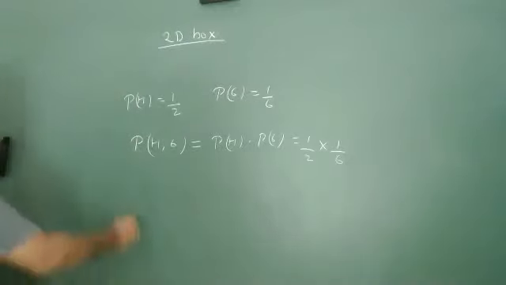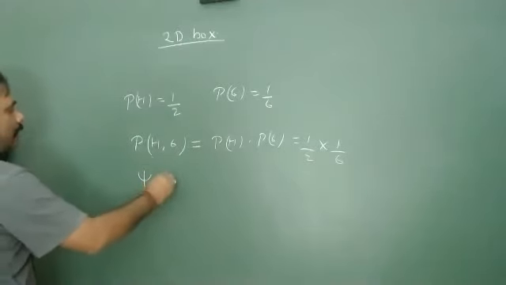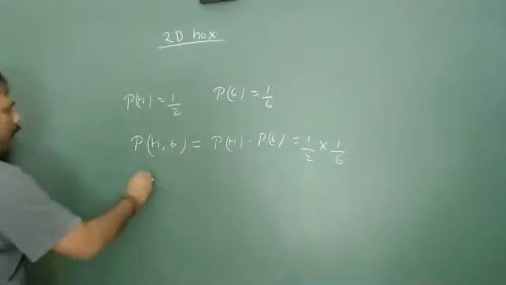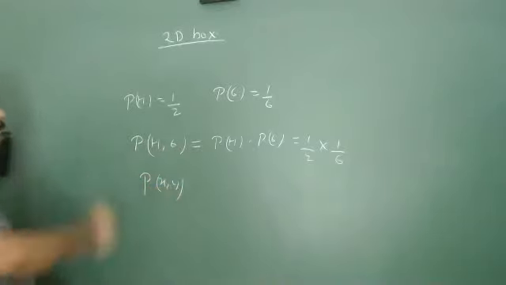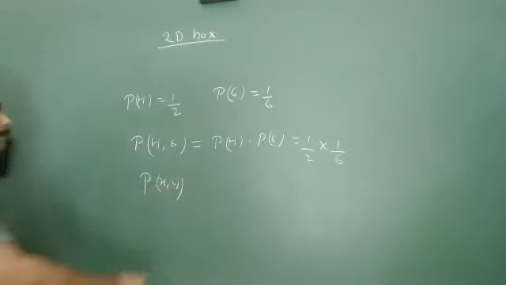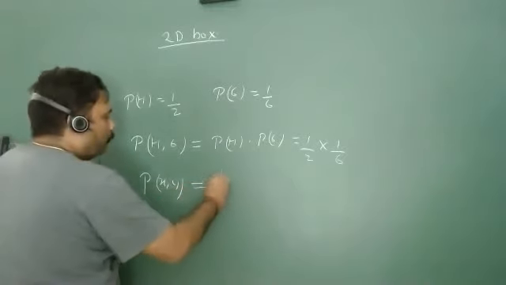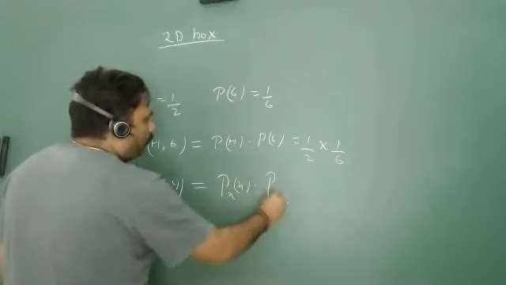And now suppose I have psi x, or we can write, suppose I have the probability density of x and y, where x and y are two independent variables. Then what can I write? I can write probability of getting x into probability of getting y.